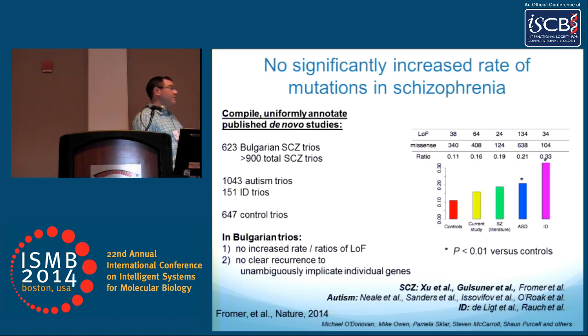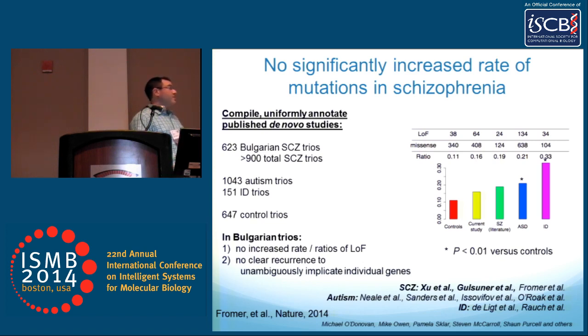And this was in contrast to what we saw in the literature from the autism and intellectual disability de novo mutation studies. And even though intellectual disability had many fewer trios, they found a very marked increase in the number of loss of function mutations, and the same is true in autism also. So basically what this is telling us is that the rate of de novo mutations and the rate of loss of function mutations in schizophrenia samples in particular wasn't increased.